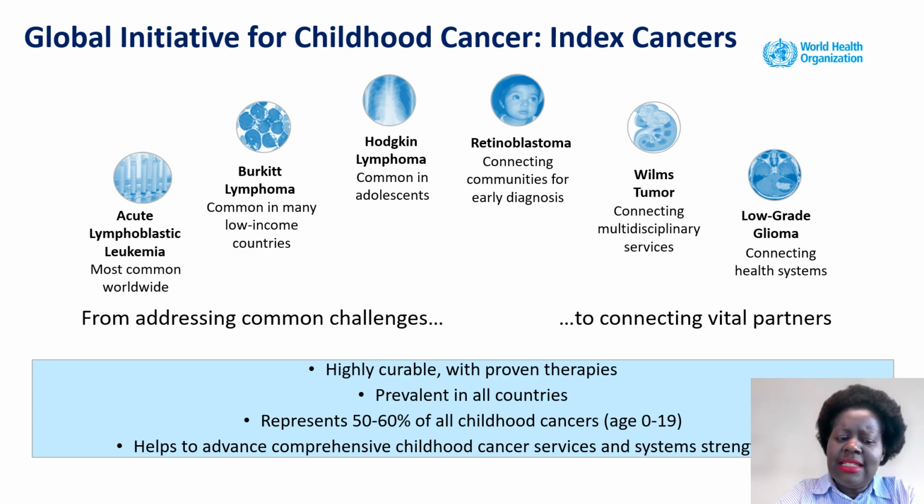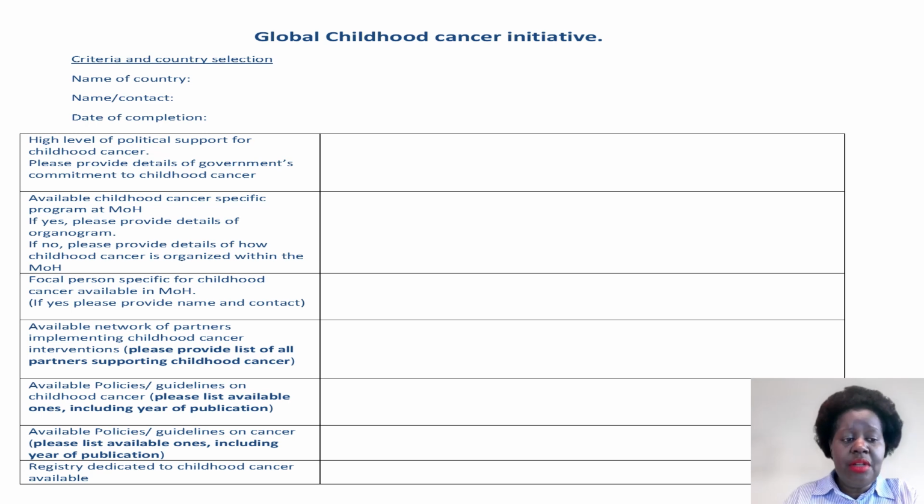The other reason is that these cancers are highly curable with proven therapies. They are prevalent in all the countries, represent 50 to 60% of all childhood cancers in ages 0 to 19 years old, and help to advance comprehensive childhood cancer services and system strengthening. One of the key issues we had to look at is who can be a focus country, and there are many levels of engagement, which I will talk about.